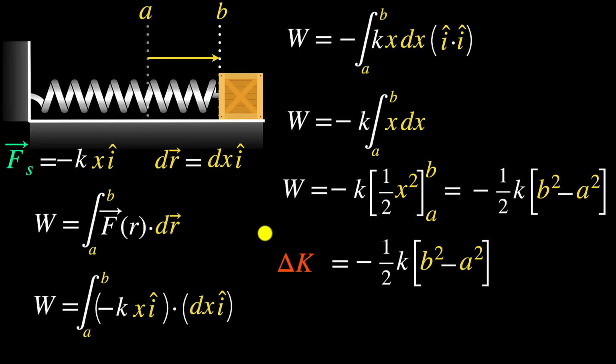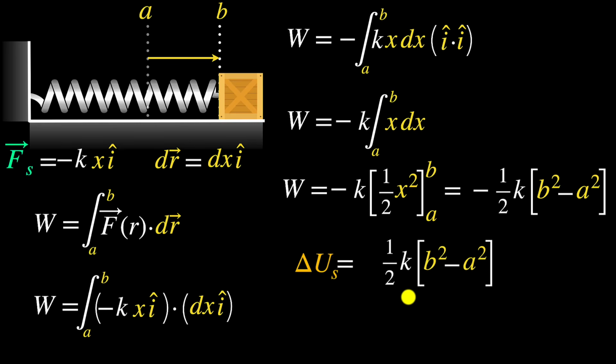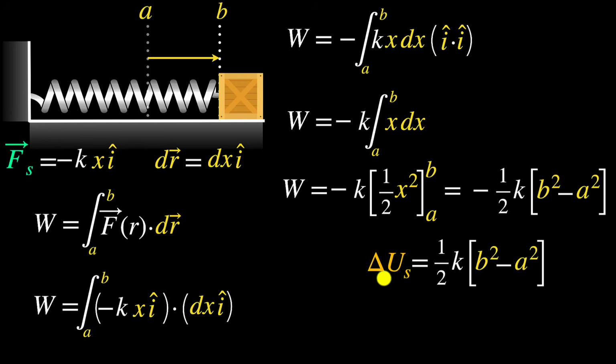So I can replace delta K as minus delta U. And that's how I bring the potential energy into the picture. Delta U is a change in potential energy. And the minus sign is because when delta K is positive, delta U is negative, and vice versa. All right, so now let's simplify this. The minus sign cancels out, and we now have an expression for the change in potential energy as a block goes from some initial point A to some final point B.